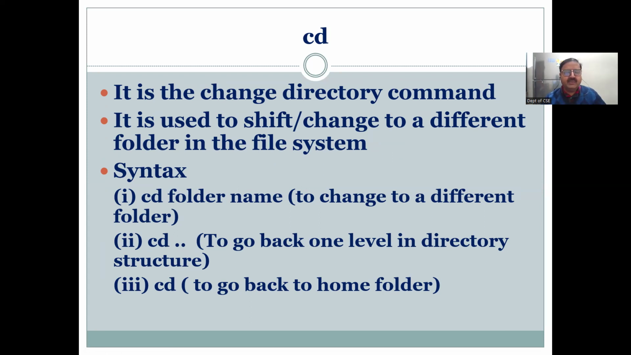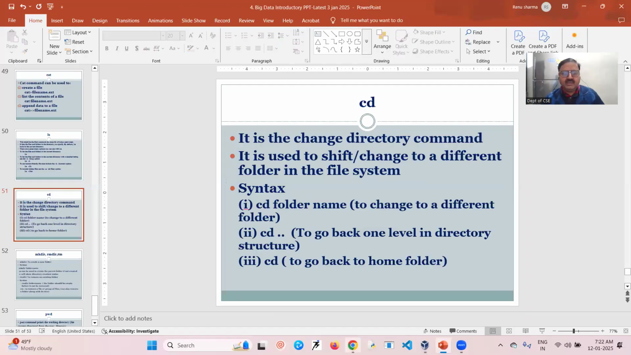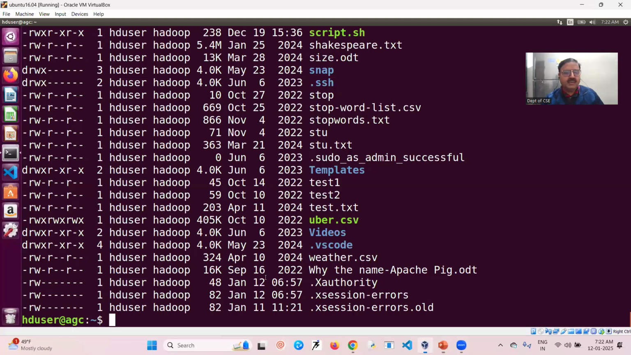And if you are anywhere, if you are 5, 6, 7 levels down or up, you can move to your home folder by using the cd command. Okay, so first I'll discuss what this home folder is. Okay, so let's go to our terminal here.